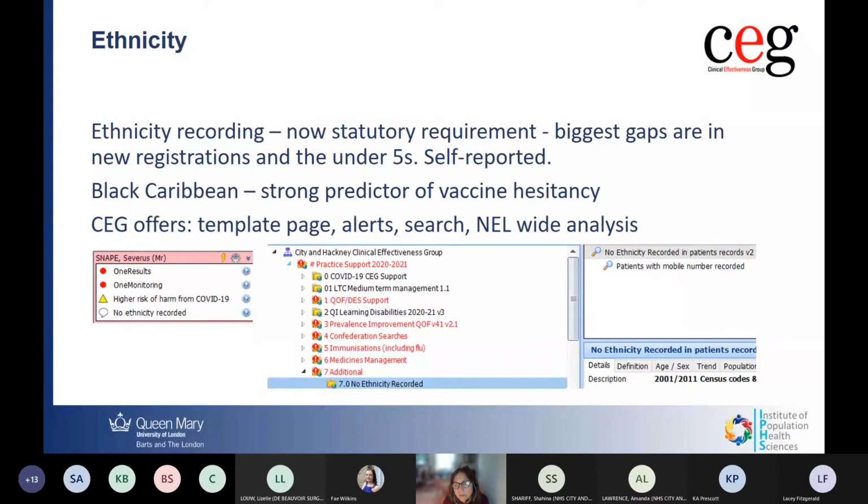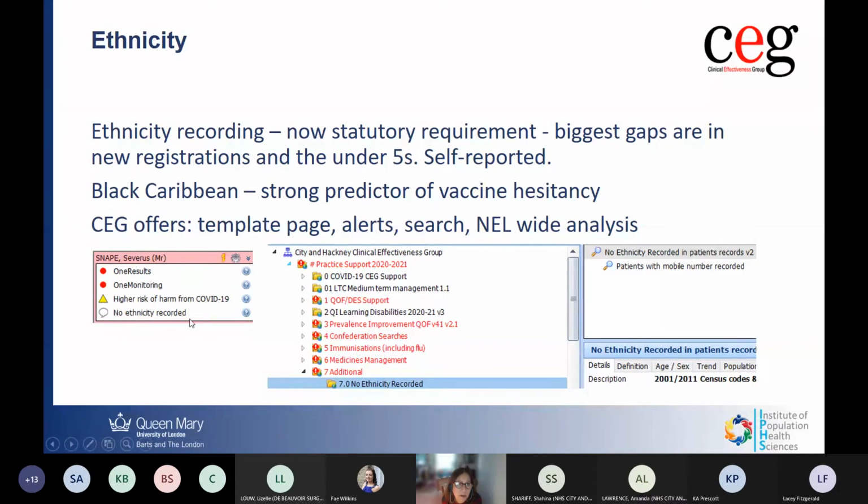Ethnicity recording. This is just really to flag this up. Ethnicity recording is now a statutory requirement, and the biggest gaps where we're seeing patients not having ethnicity recorded are in new registrations and in the under fives. Remember with ethnicity that it's not something that we do, it's something that a patient would self-report, what ethnic group they're in. We are pushing practices again to record ethnicity because this helps us to see what's happening amongst the different groups with uptake of the vaccine.